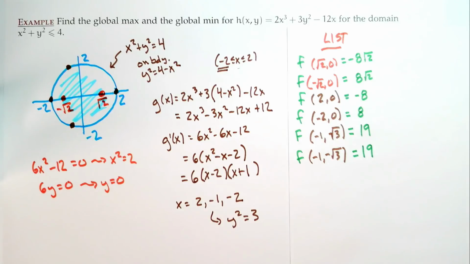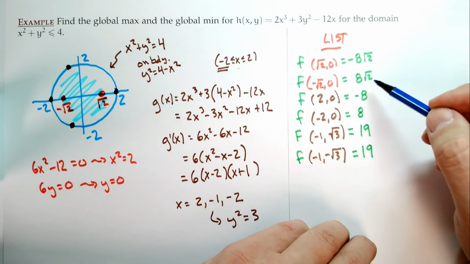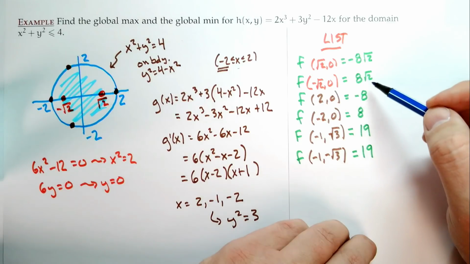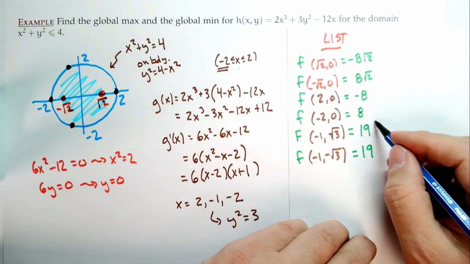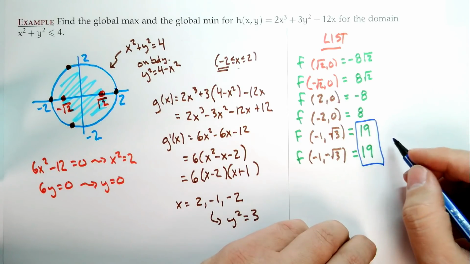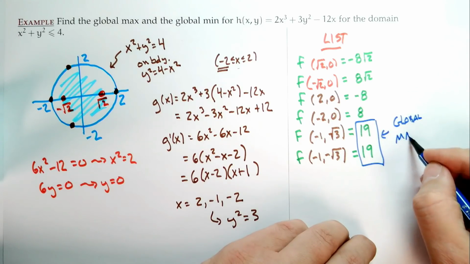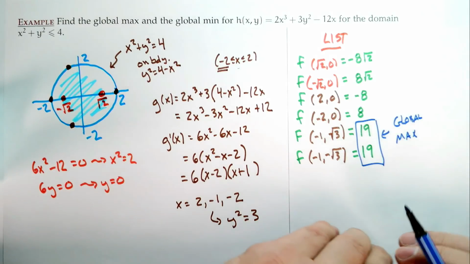Okay, so those are the values. Now we need to decide smallest and largest. For largest, we have a few candidates: 8, 8 root 2, and 19. 8 is definitely smaller than 8 root 2. And 8 root 2 is definitely smaller than 8 times 2, which is 16. And that's smaller than 19. So 19 is the largest. That's our global max. Notice this is a case where we achieve 19 at 2 different locations. That's okay. It's okay to have it occur at multiple locations.